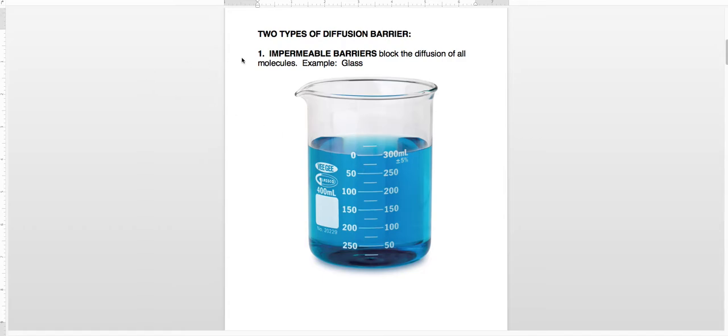The first type of diffusion barrier is called the impermeable barrier. The word impermeable means you can't pass through it. Permeable means to pass through, but impermeable means it can't be passed through. So impermeable barriers block the diffusion of all chemicals. There is no chemical that can spread through an impermeable barrier.